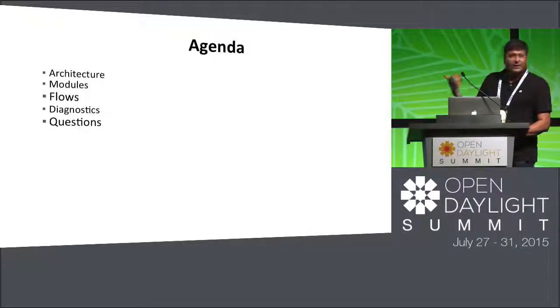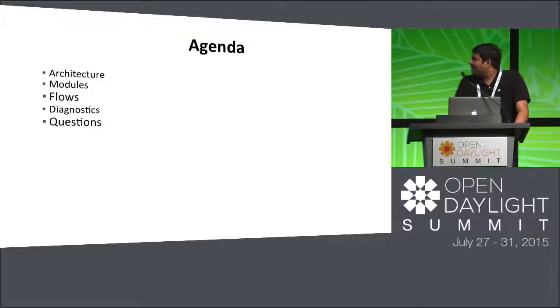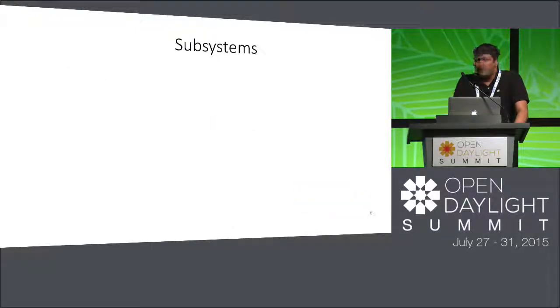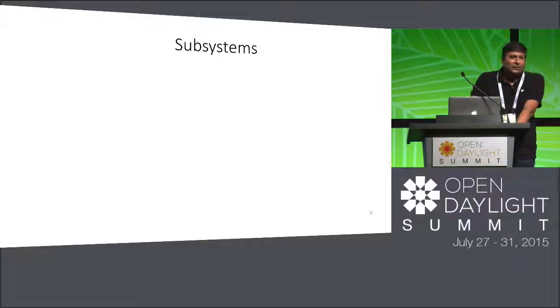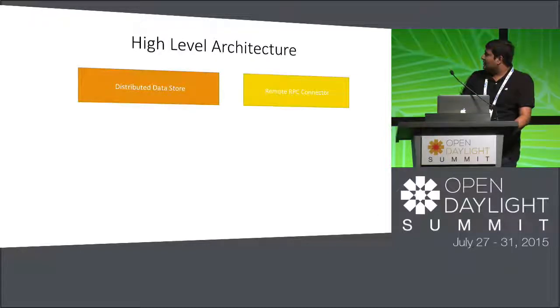So I'll start off with the architecture. Essentially, we have two subsystems implemented. If you remember the Yang, or if you've been to any Yang session, there are three components to the Yang. There's something common about it. There are things which are not common, and I'll go into the details of that.